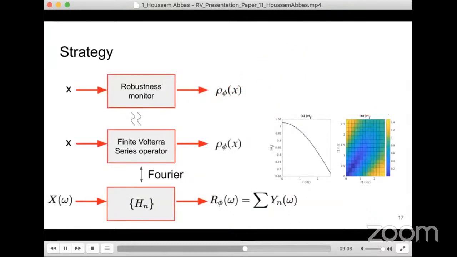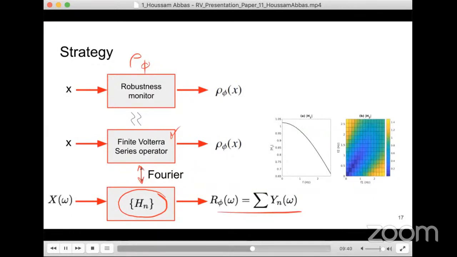So now going back to our strategy, if we approximate the robustness operator using a finite Volterra series operator, I can then obtain the Fourier transform of this Volterra operator. And these generalized frequency response functions are the Fourier analysis. They provide the frequency content of the temporal logical formula phi, right? This is how we get it. And so now we can get the output of the monitor in the frequency domain, etc.